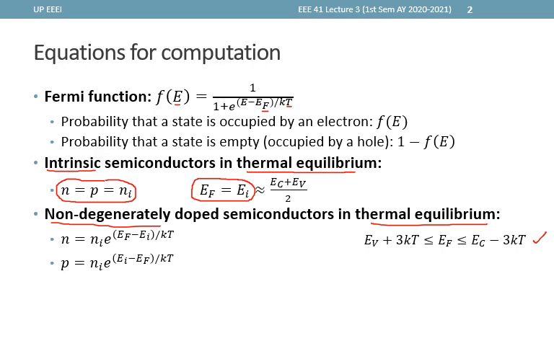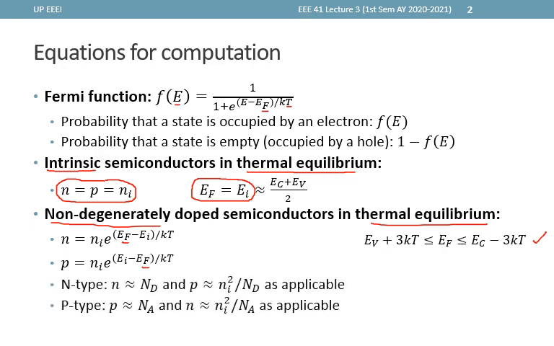Now, given that that is true, we can use these two equations on the left where we can compute the electron and hole carrier concentrations given Ni, the temperature, and the difference between the Fermi level and the intrinsic energy level. Now for N we have EF minus EI, but for P we have EI minus EF.